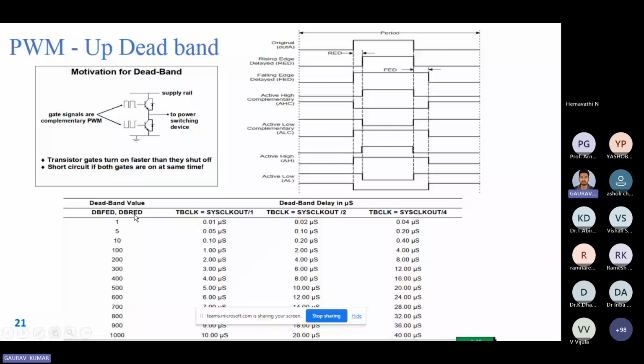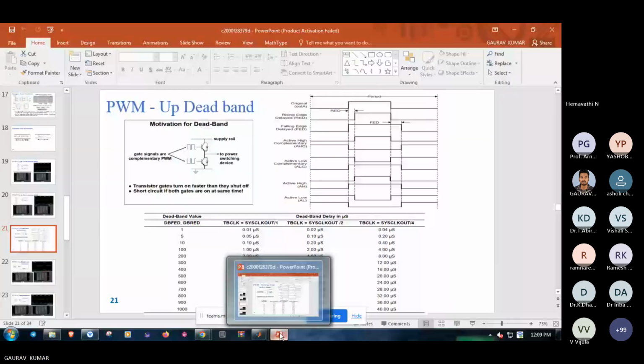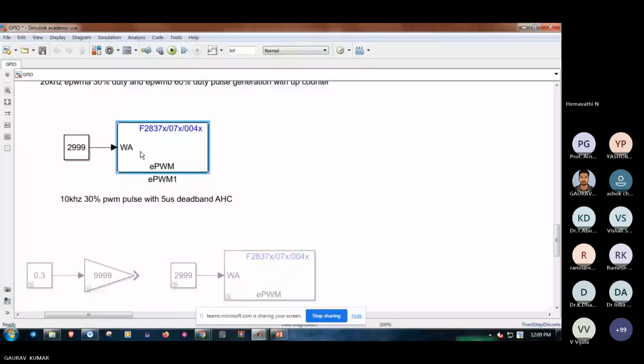I have selected 500. 500 stands for 5. So the delay is 5, including the rise delay and the fall delay. If both DBRED and DBFED are 500, then it will create some 5 microsecond delay.